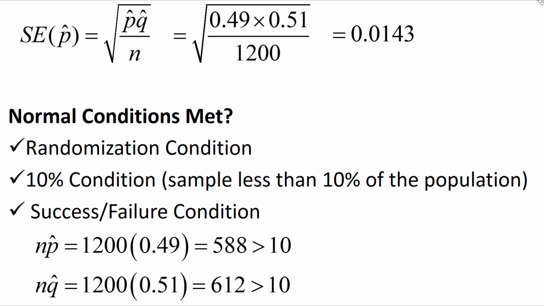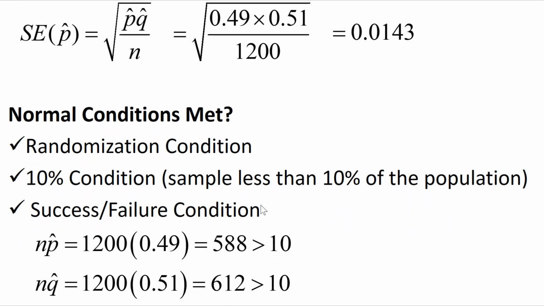So what this says is that n times p hat and n times q hat have to be bigger than 10. Okay, so we have 1,200 times 0.49 is 588, which is certainly bigger than 10. Similarly, 1,200 times 0.51 is 612, which is bigger than 10. If that's smaller than 10, our normal conditions could be violated, so you've got to be careful. It's not even close, so we're good there.